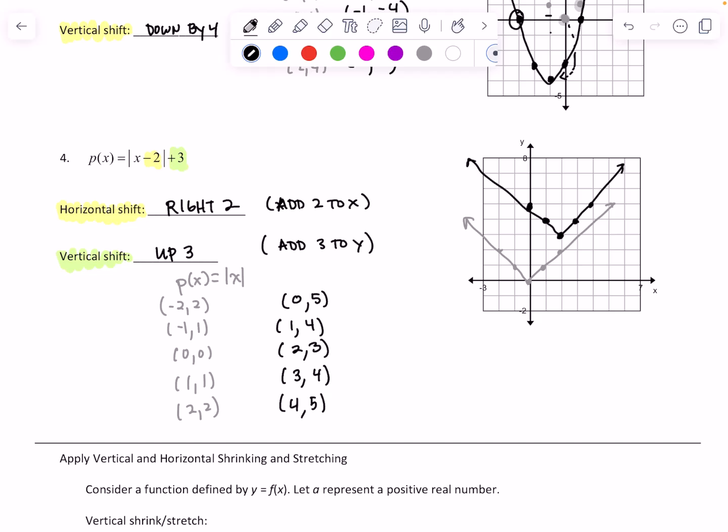Let's make sure that these points here actually work in our formula for, I shouldn't have called it p of x. Let's call it r of x. I don't know why they use p there. We'll call this r of x. So p of 0 is the absolute value of 0 minus 2 plus 3, which is the absolute value of 2 plus 3, which is 5. And we can see that point is in fact the correct one using our formula.